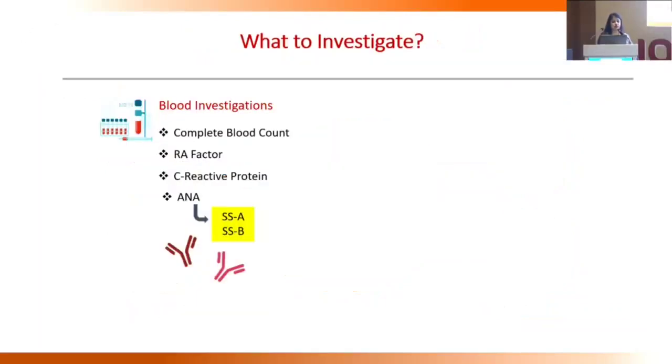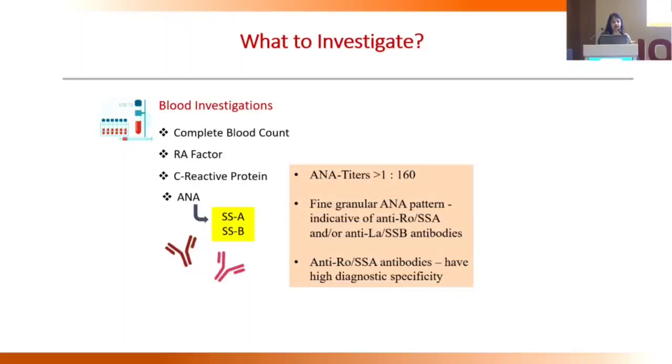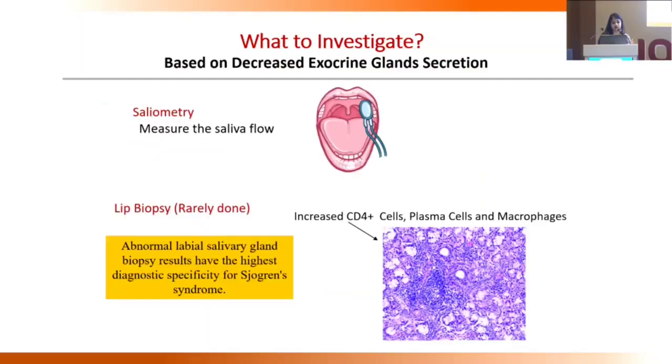So first we do the blood investigation, do a simple CBC count, RA factor, C-reactive protein, and the ANA for the SSA, SSB. And the ANA titers which are higher than 1:160 are mostly directing to Sjogren syndrome. Anti-Ro SSA or anti-La SSB antibody should also be tested further. Anti-Ro SSA has a higher diagnostic specificity than the anti-La SSB antibodies.